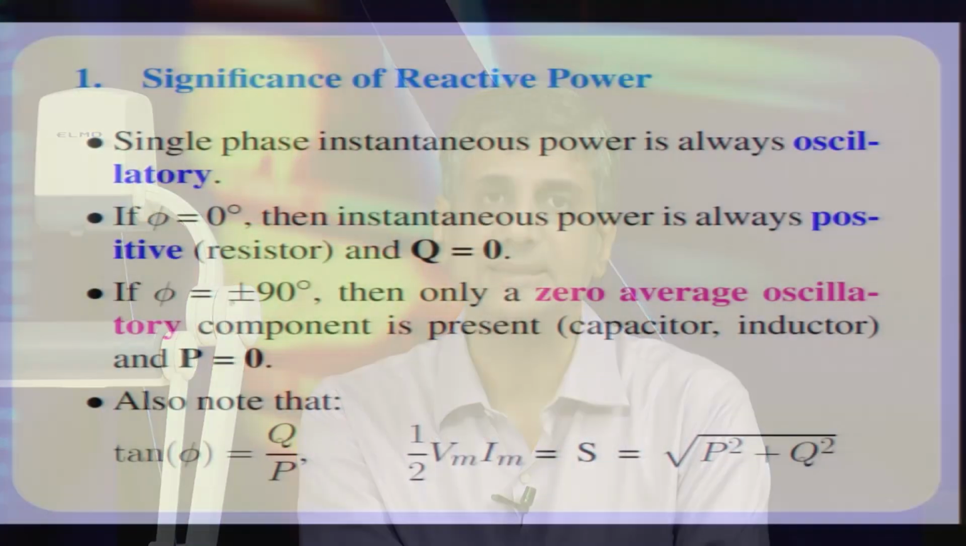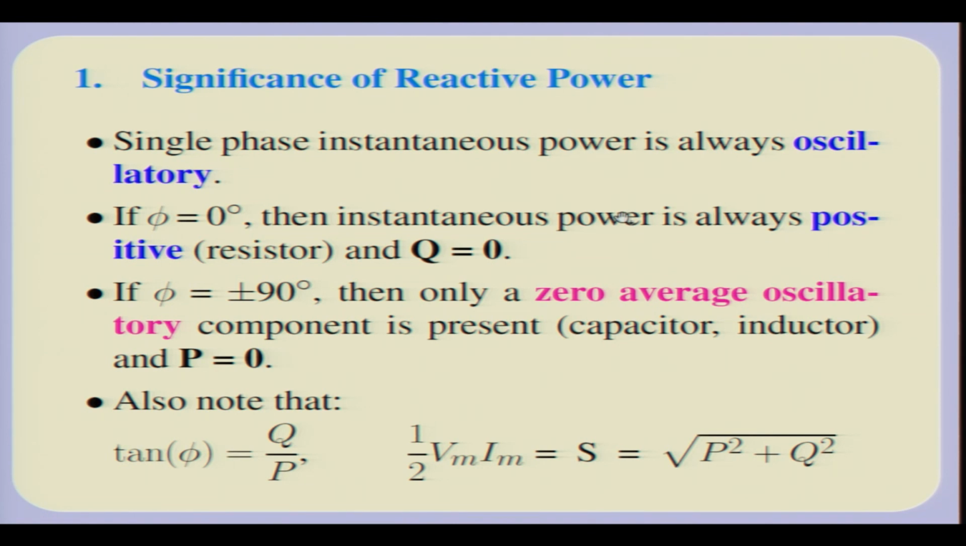So, in this case, if you have a pure resistance or a circuit which appears like a resistance to the source, you will find that Q is equal to 0, although the instantaneous power is oscillating, it is always positive. If phi is plus or minus 90, then only a 0 average oscillatory component is present. This happens when you have circuits equivalent to inductors and capacitors.